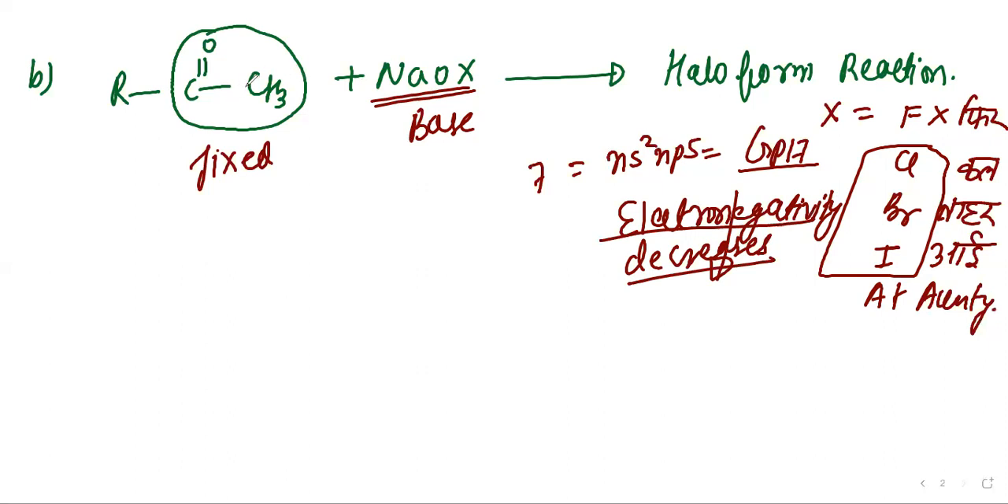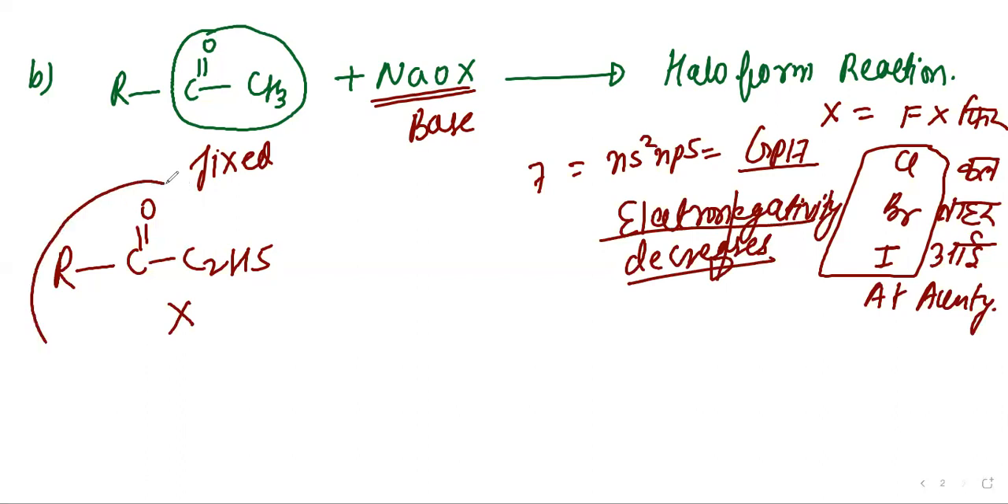Now see, this group is fixed. Suppose I give you RC double bond O, C2H5. Then this will not give the reaction, and this reaction is not called the haloform reaction. So this will be the wrong reactant. This group is fixed for doing the reaction with NaOX.